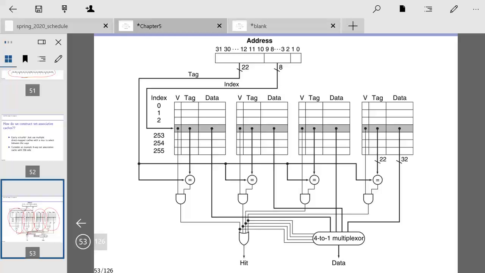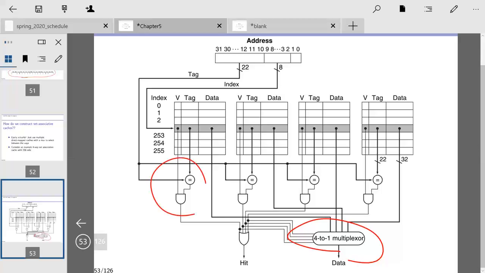And then, depending on which one hits, that controls our multiplexer. So if the leftmost way hits, so if this tag compares but then these don't, then we're going to grab this data and forward it on to the processor.